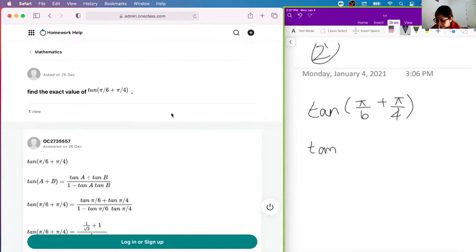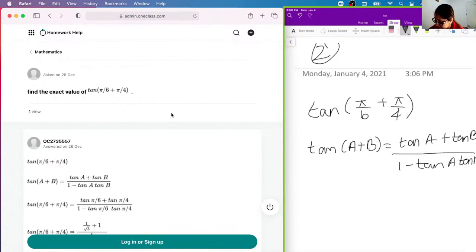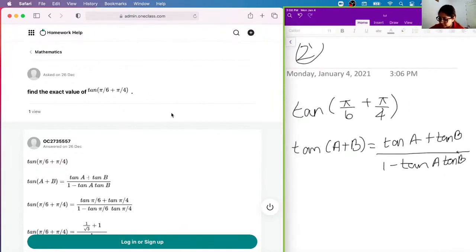The formula, an identity for tan, is tan(A + B) is equal to tan A plus tan B, all over 1 minus tan A tan B. So this is the formula for a tan function, or an identity for tan, and we can basically use this in order to find the answer.